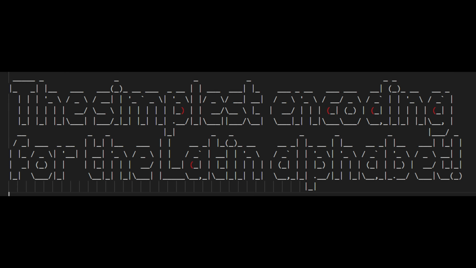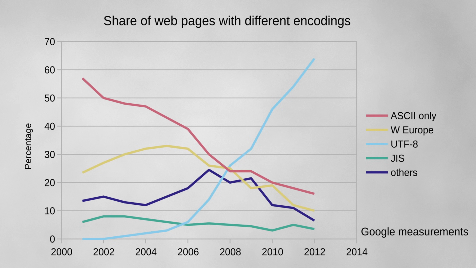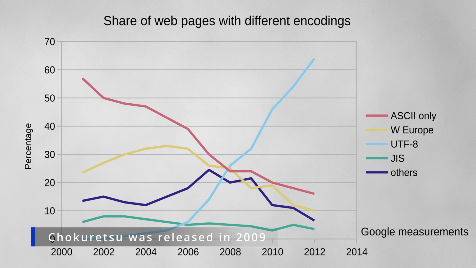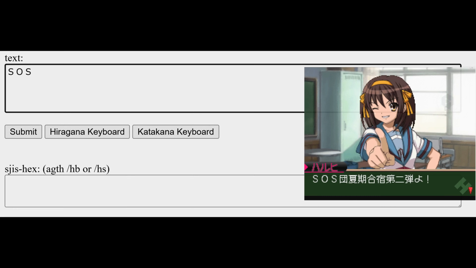You may be familiar with ASCII, as it's the simplest encoding for the Latin alphabet, or with UTF-8, the universal encoding that's most commonly used nowadays. However, in the 2000s, Unicode was not as widespread, and shift-JIS was by far the most common encoding for Japanese text. So first, we're going to search for some text that we can see in the game. Let's search for this first line here.